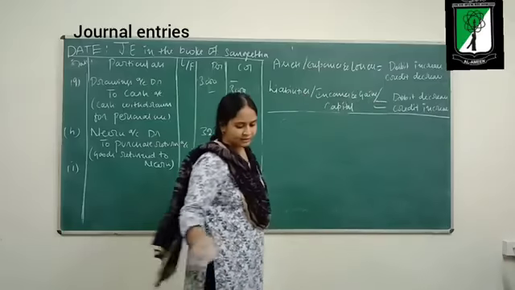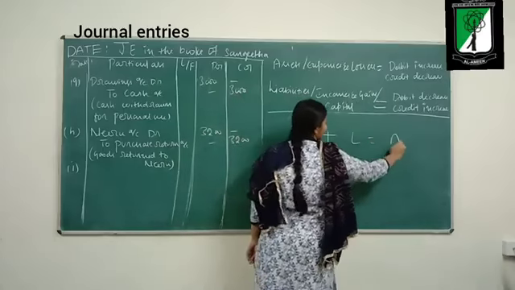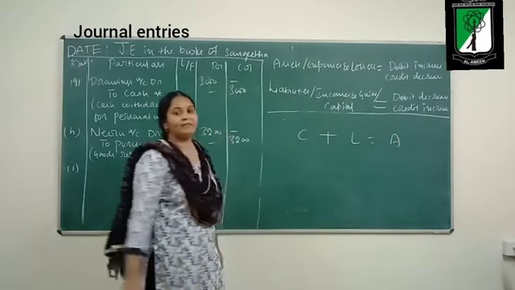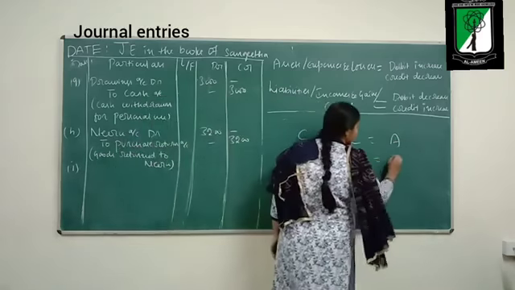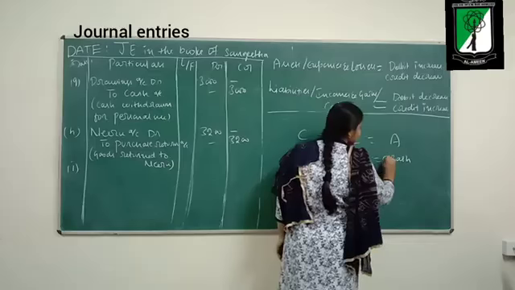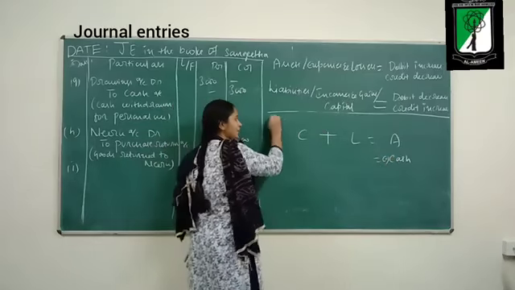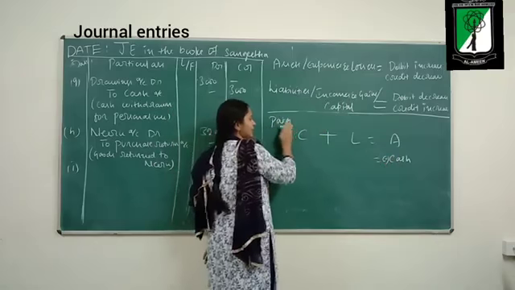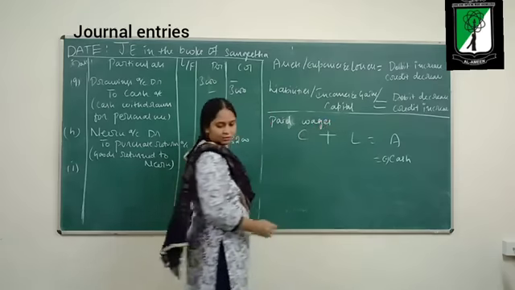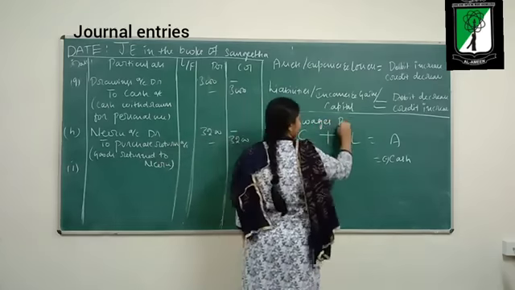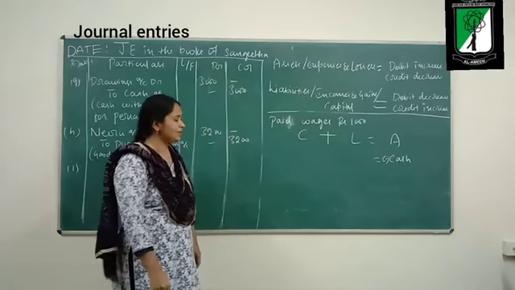Paid wages rupees 1,000. So what is this one? Capital plus liability equals assets. Paid wages. How are you paying wages? In the form of cash. What is happening to my cash balance? If I have not given this paid wages, add this in the question: paid wages rupees 1,000. This is the last transaction.